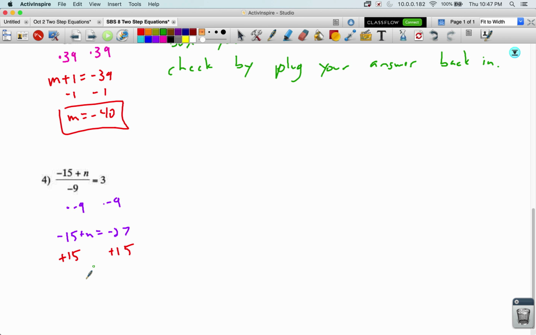And I'm left with n equals, this would be a good one to do in your calculator, so you don't make a mistake with positive negative numbers. n equals negative 12. Put a box around that. Plug it back in to double check.